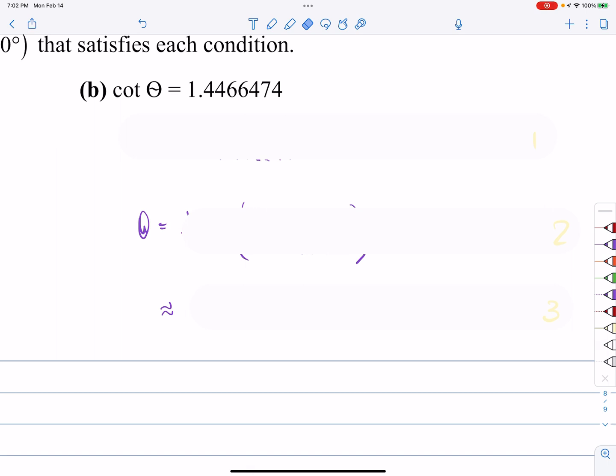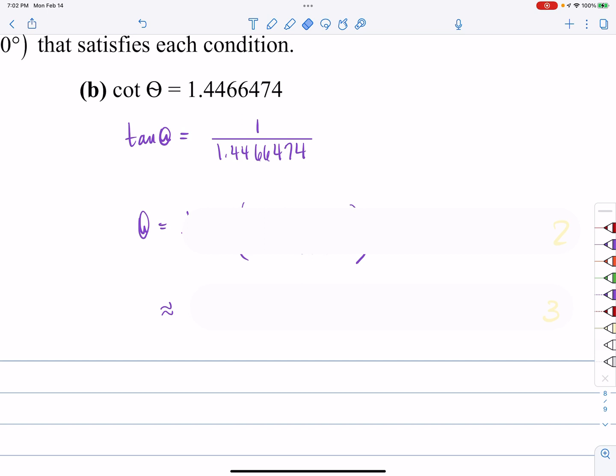If we go over to part B, we run into an issue because I can't use the cotangent inverse button, as I don't even have a cotangent button. So the steps for doing this, and it's going to be the same set of steps if you're working with cosecant or secant, the first thing you want to do is use your reciprocal identities to rewrite this. We know that if cotangent is equal to some ugly decimal, tangent is going to be the reciprocal of that ugly decimal. These two are reciprocals of each other.